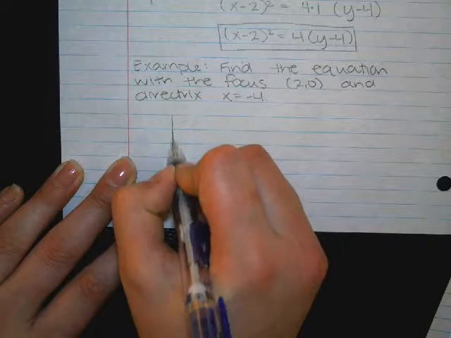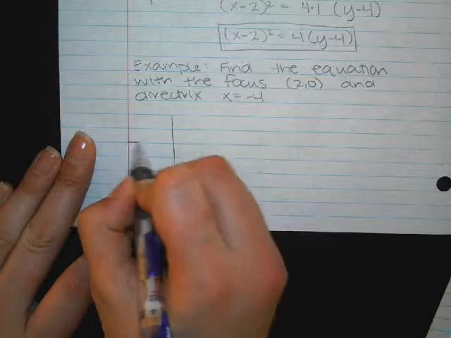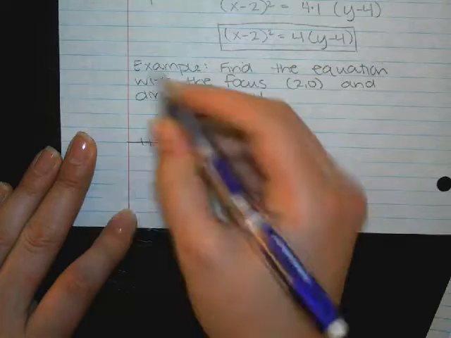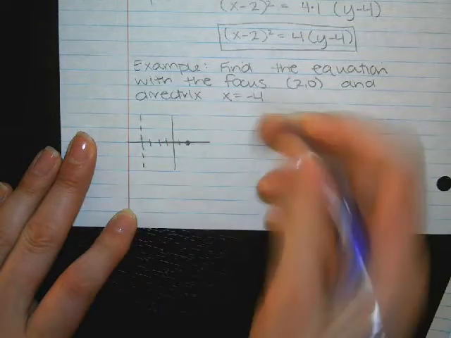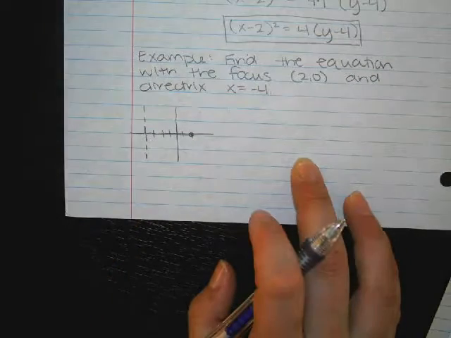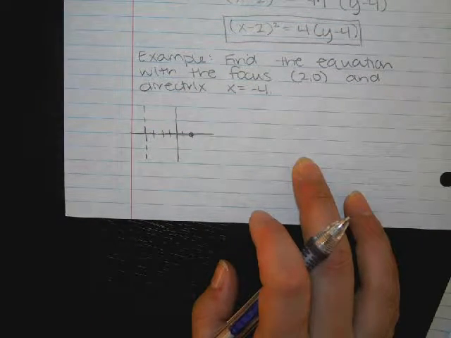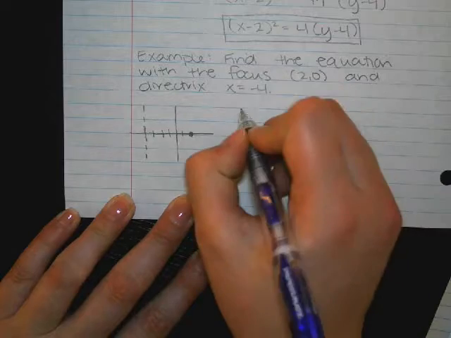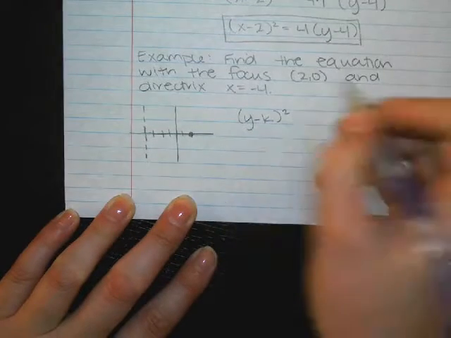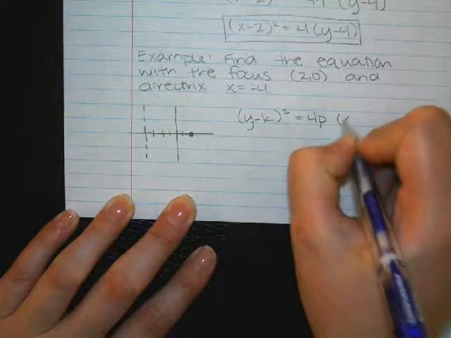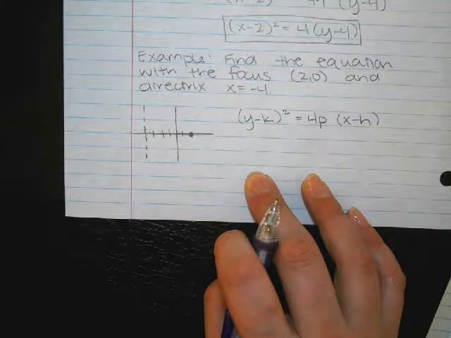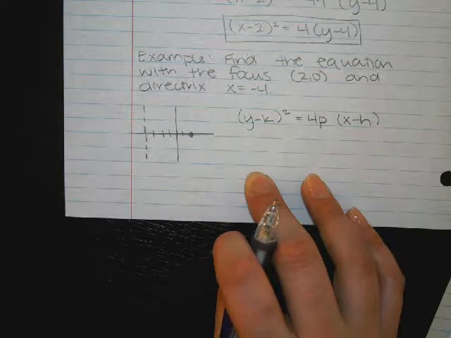Is that directrix vertical or horizontal? Vertical. So we have the point (2, 0), and then the directrix is right there. So which direction does this parabola go? It goes to the right. That means we're using the y squared equation. So we have (y minus k) squared equals 4p times (x minus h). And if it goes to the right, what does that mean for our p value? It's going to be positive, because it opens to the right.